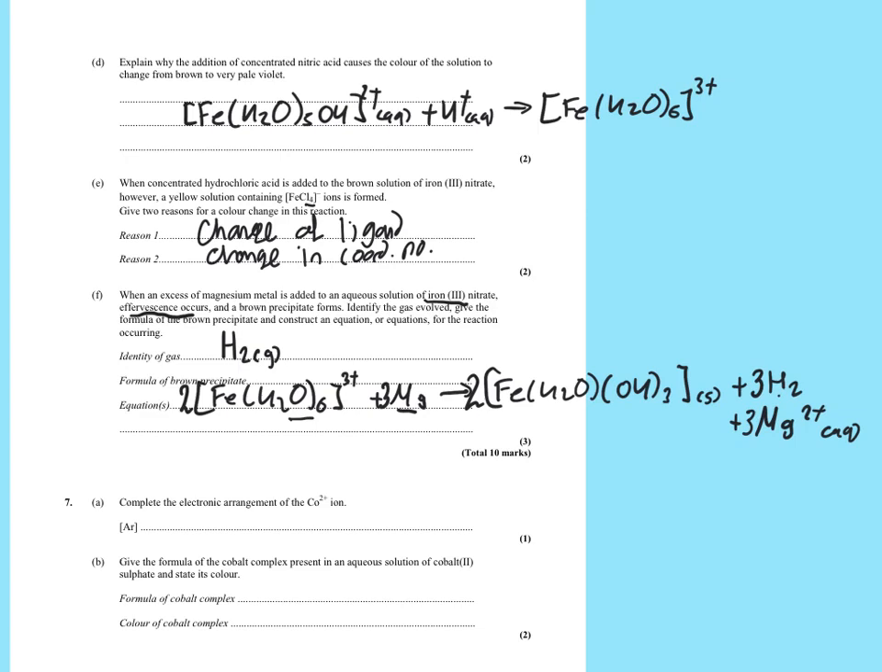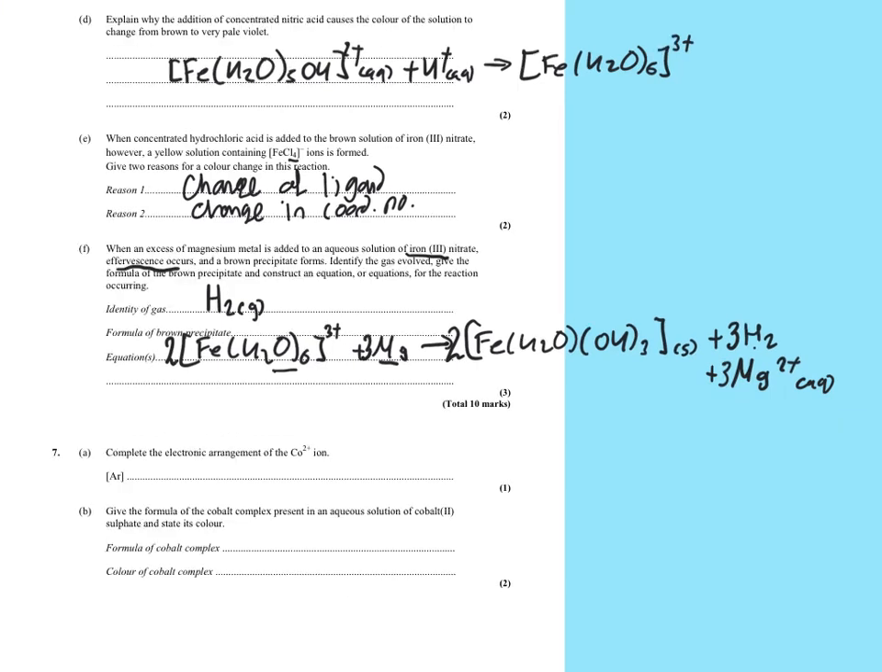Next question, dead easy. Complete the electron arrangement of the cobalt ion. Go to the periodic table and you will find that cobalt is 3d7 4s2. So it will lose its 4s electrons and its remaining electron configuration will be 3d7.